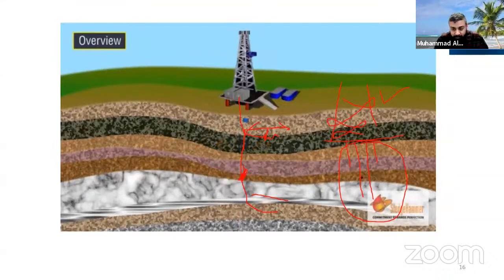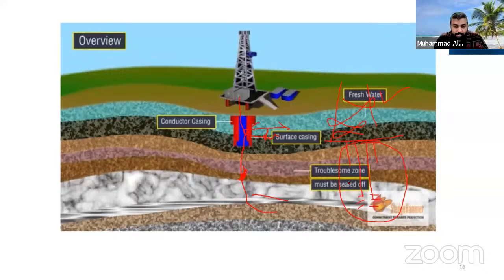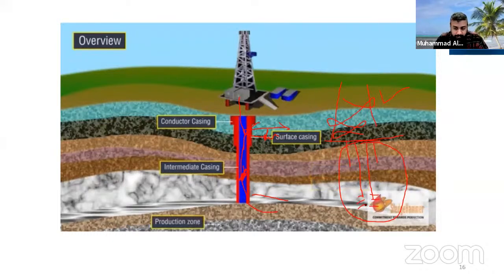We need to look at what kind of formation we are dealing with here. So there should be a mud logging company. It's a separate company. They will do the mud logging. Then there will be another company doing the perforation. Then there will be another company doing the well testing. They will look at the downhole pressures and temperatures and take the samples and so on.